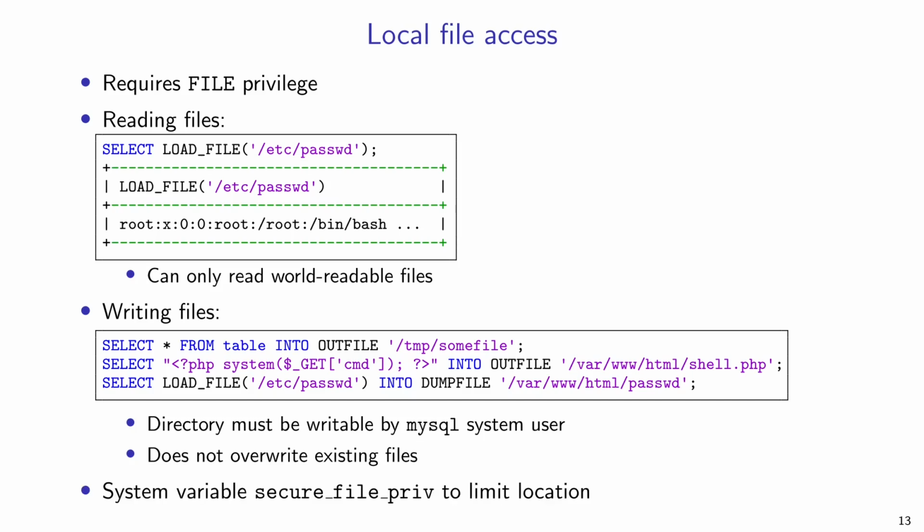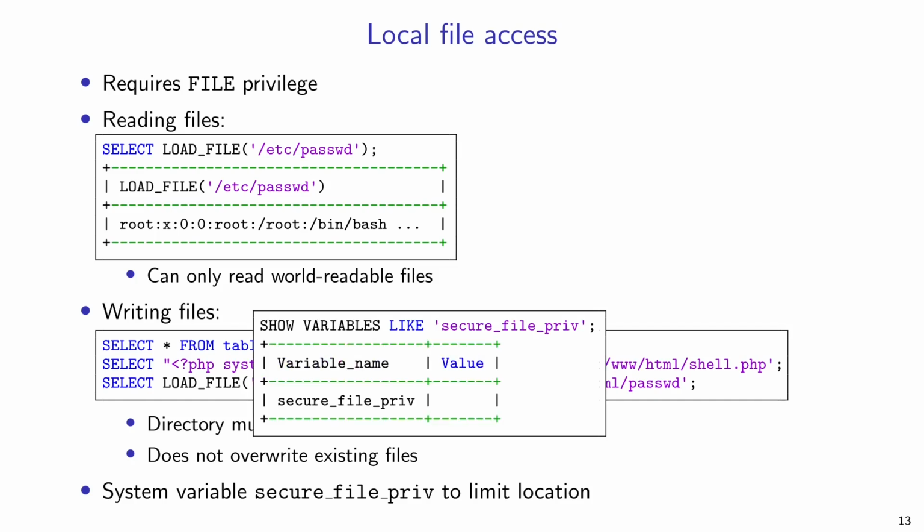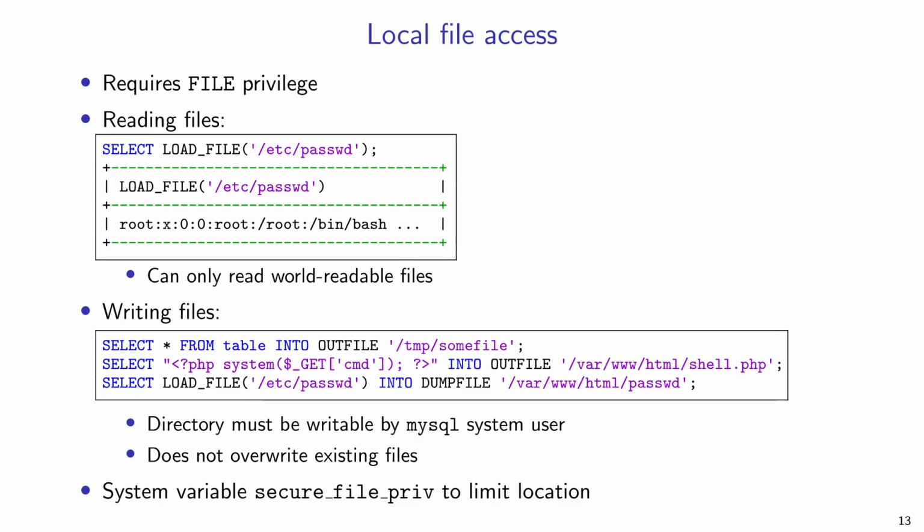Here, MySQL provides a system configuration variable, secure_file_priv, which can be used to limit the location in which files can be read and written. We can see the configured value by using the show variables statement. By default, it is set to an empty value, meaning that no directory restrictions are enforced. Therefore, it is a good idea to set this variable to a specific directory when hardening the configuration of a MySQL server.